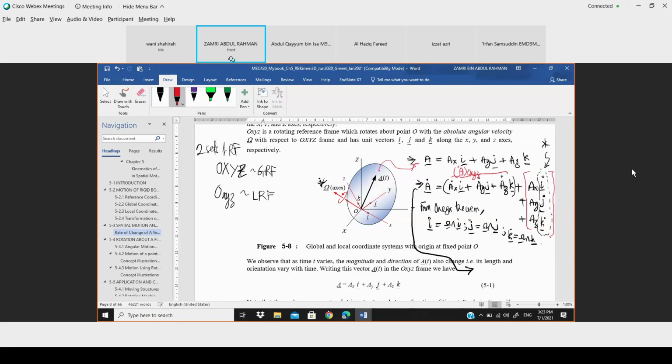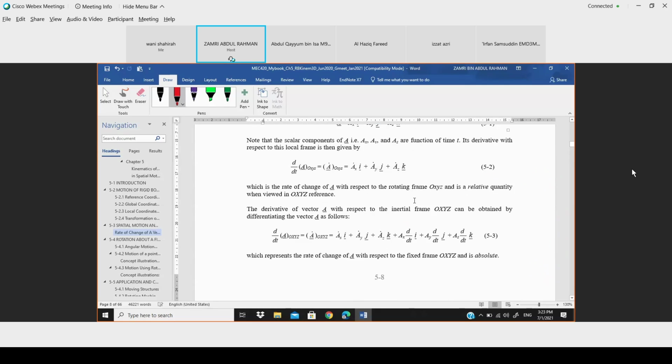So the change in direction, we use the theorem: I dot is equal to omega cross I, J dot is omega cross J, K dot is omega cross K, which at the end, after we substitute back to the above, we will get the second term, this group here, we will get omega cross A back. Okay. So the important result from this page is that we have two parts.